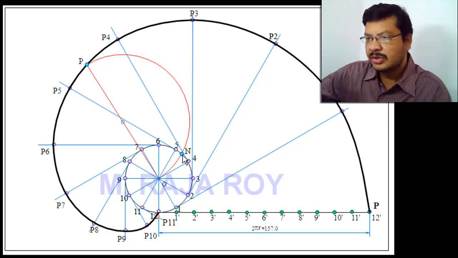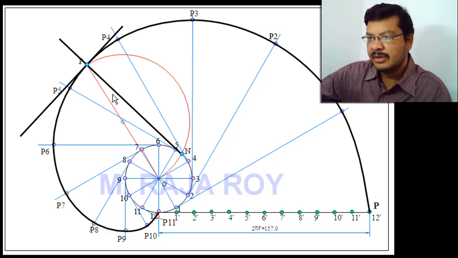Now draw a line joining n and P. That will be the normal. Line joining NP is the normal. If you draw the perpendicular to NP line, that will be the tangent. Now this is the normal and this is the tangent to the involute at the point P. In this way you can draw the involute and tangent and normal to the involute.